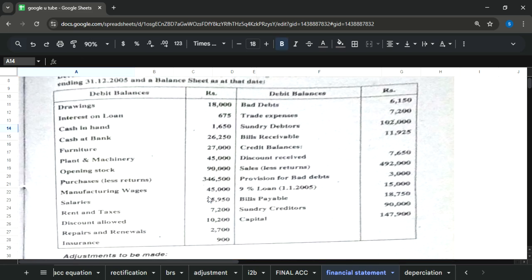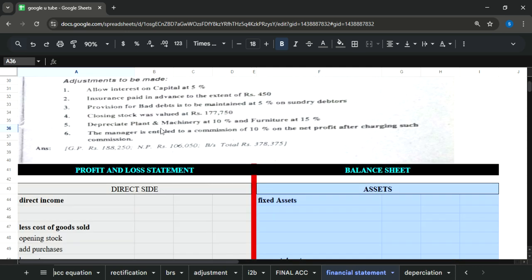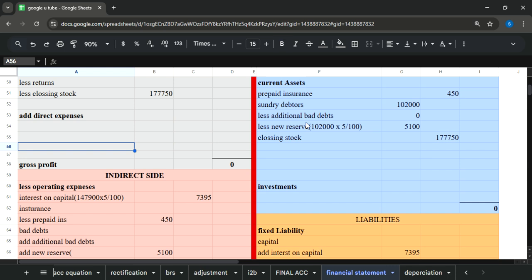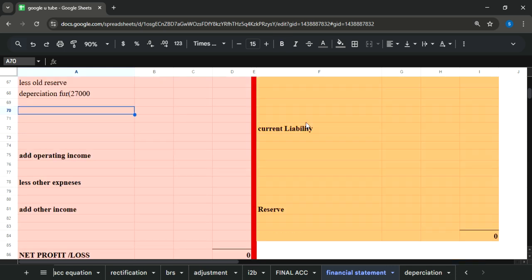Amount of furniture 27,000. And secondly, look at here, for furniture 15% depreciation is needed to be calculated. So here you will calculate 15%, so multiply by 15 divided by 100. Once again, I'm telling you 27,000 was the amount of furniture. You have multiplied it with 15 divided by 100. Depreciation of furniture has been calculated.